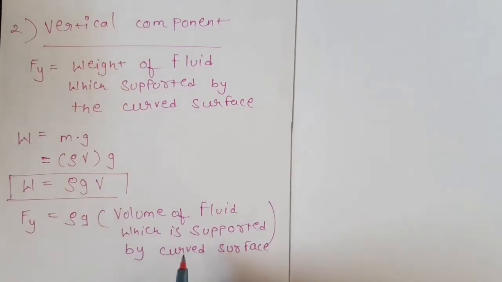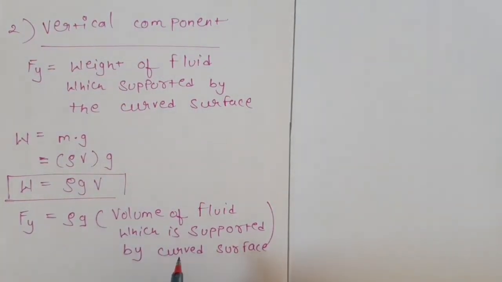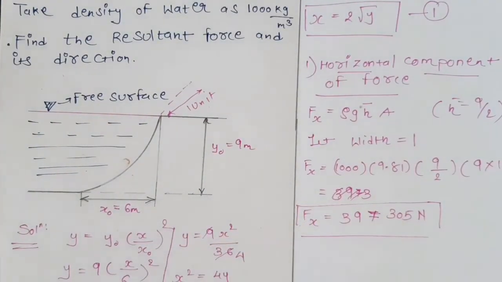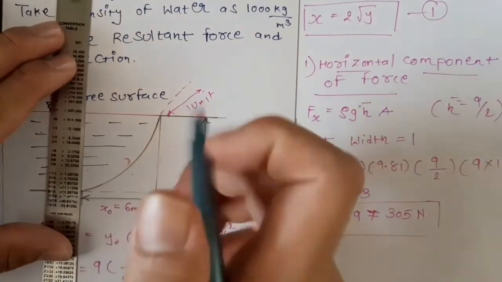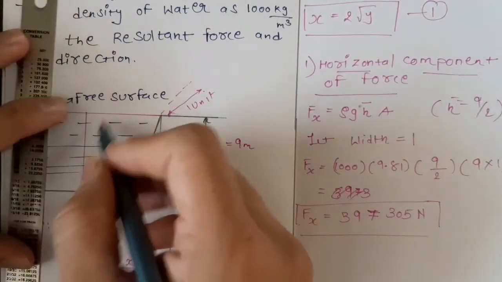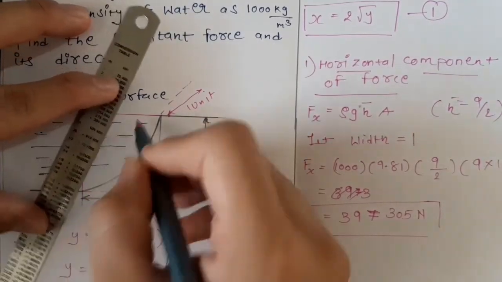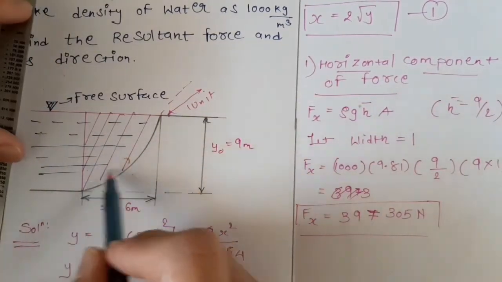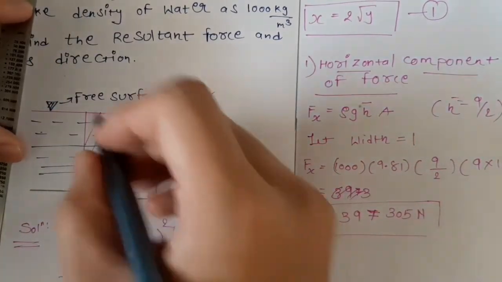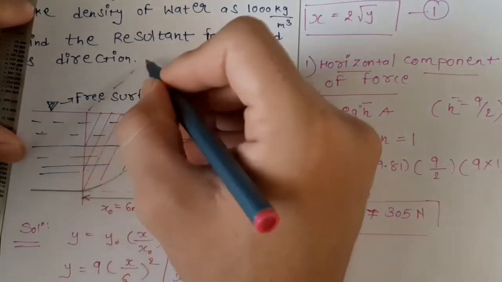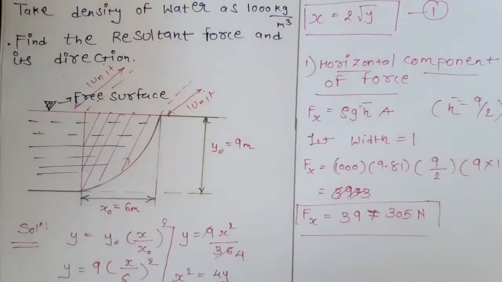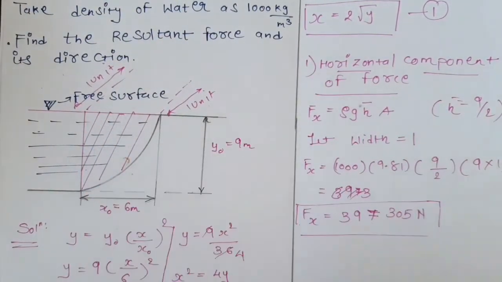Now to calculate the volume of the fluid which is supported by the curved surface, we have to see the figure. So this is the figure. This much portion of the fluid is supported by the curved surface. So we have to calculate the area of this much portion, and then we will multiply it with its thickness, that is, the thickness we had taken as 1 unit. Then you will get the volume, because volume equals area into thickness.